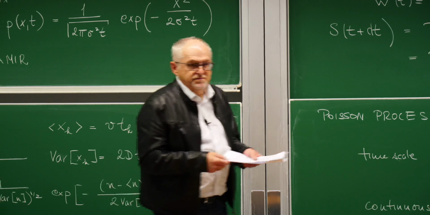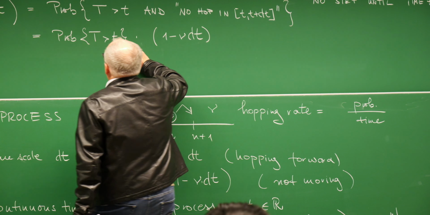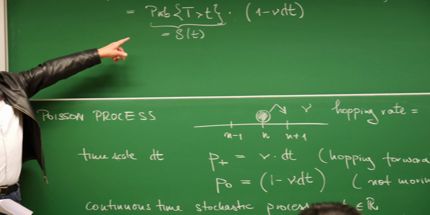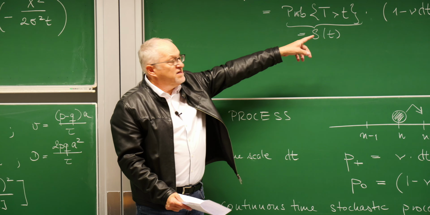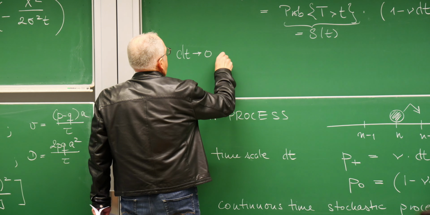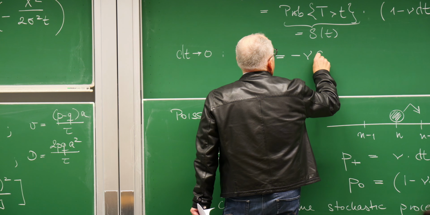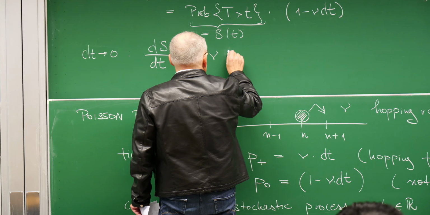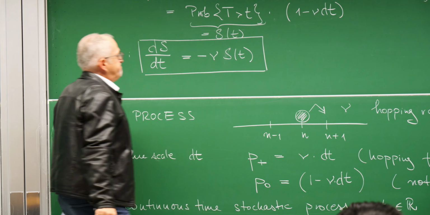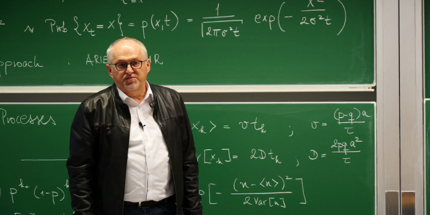Yeah? 1 minus nu dt. Yeah, 1 minus nu dt. Okay? And this here, right, is S of t. That's the same thing. Now you bring the S of t on the other side. You divide by delta t. And then in the limit of delta t small, you get dS/dt equals minus nu times S of t. Okay. So here we go. That's the differential equation we derive for our survival probability.